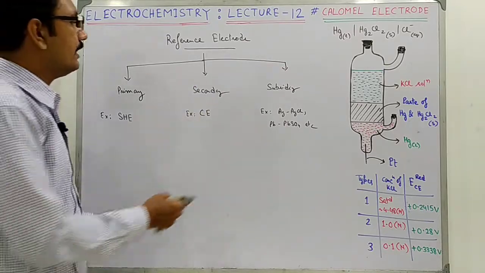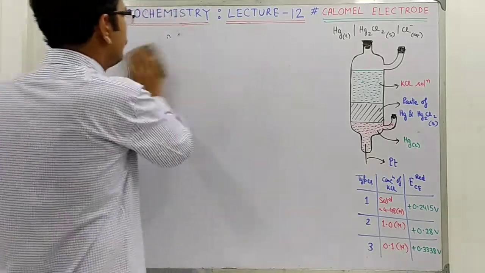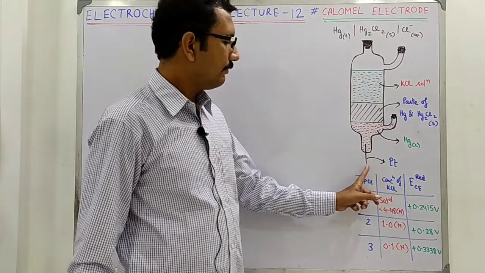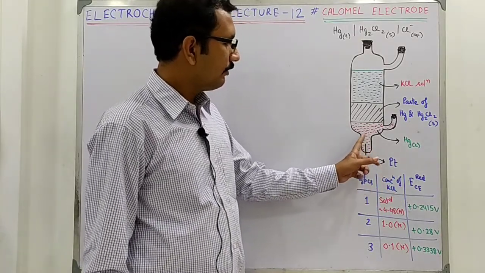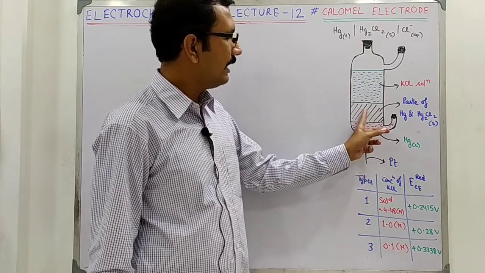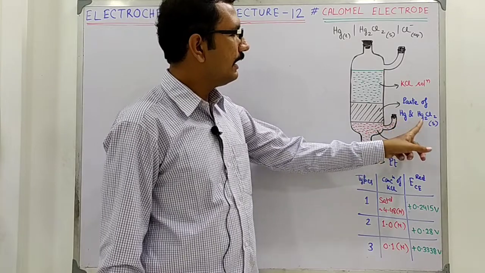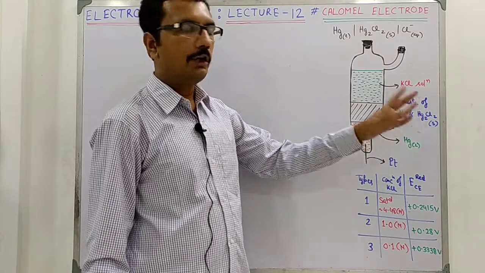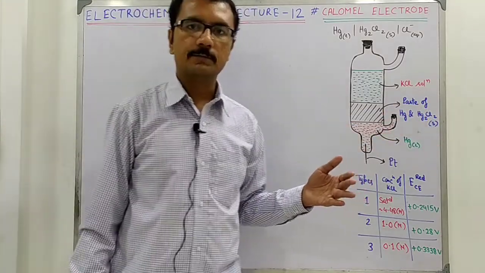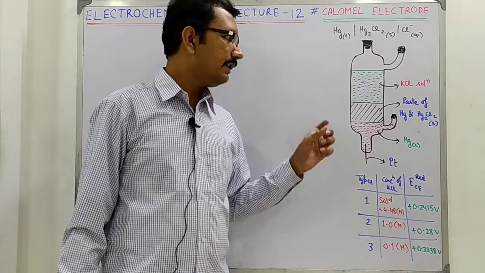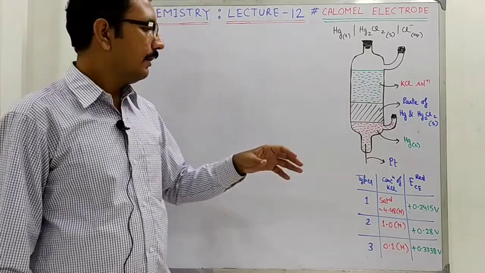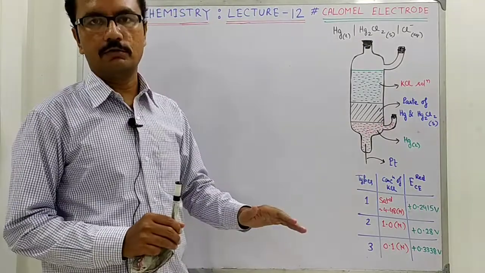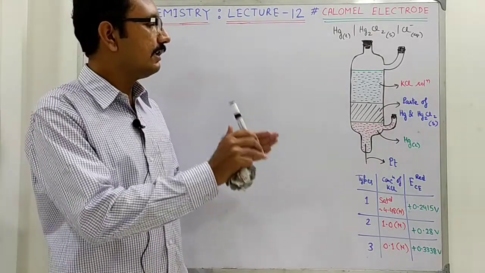So, you can see in the right hand side of this board you have the calomel electrode. There is a platinum electrode in a sealed chamber containing liquid mercury, and you have a paste of mercury and mercury chloride, and here you have KCl solution. Now, what will be the concentration of this KCl solution? Depending upon the concentration of KCl solution, we have classified 3 standard calomel electrodes.